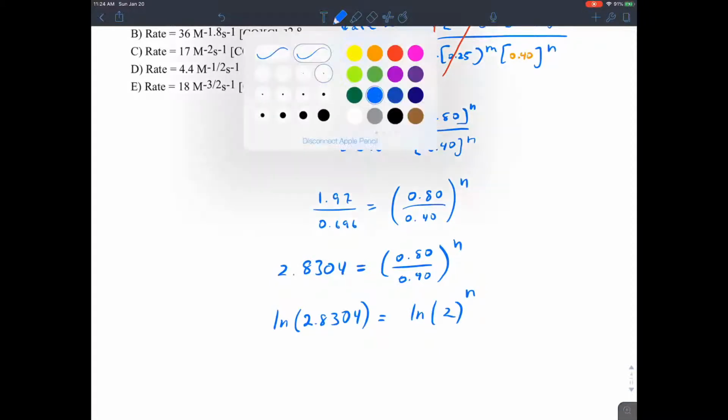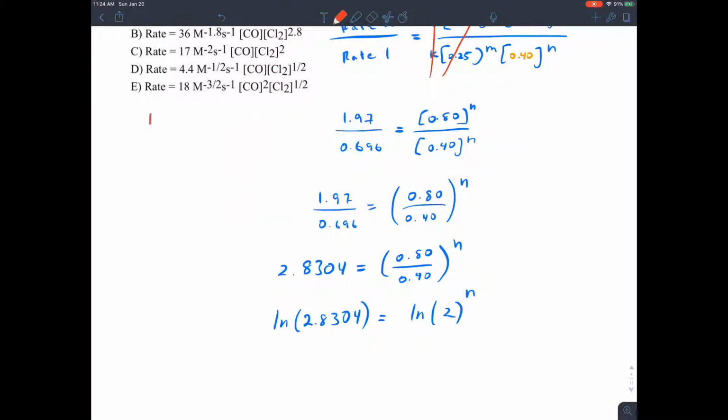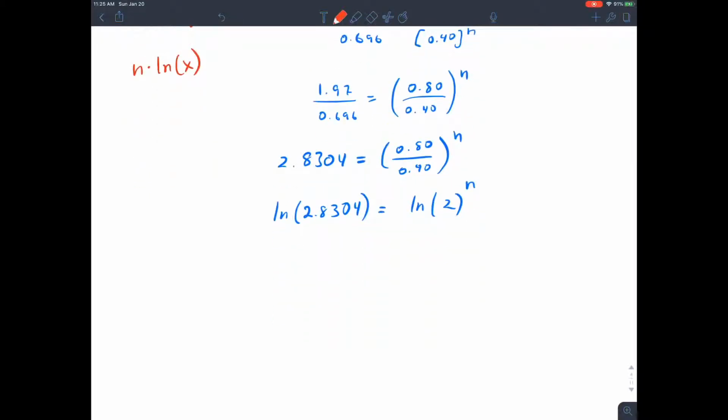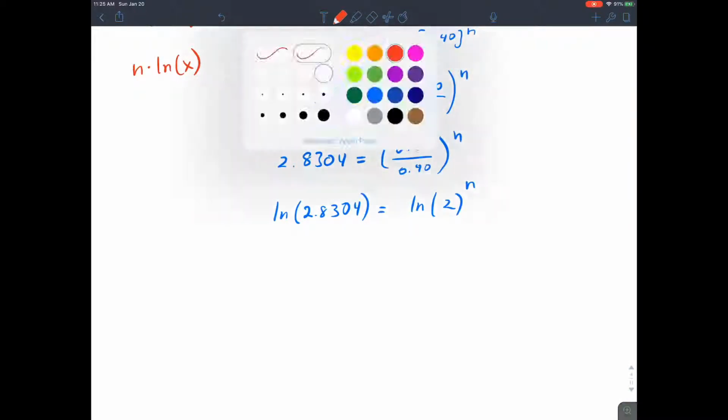Well, remember that using our algebra skills, the natural log of x to the n power can be written as n times the natural log of x, using the exponent rule. We can bring this n to the front. So doing that, we get this new equation.